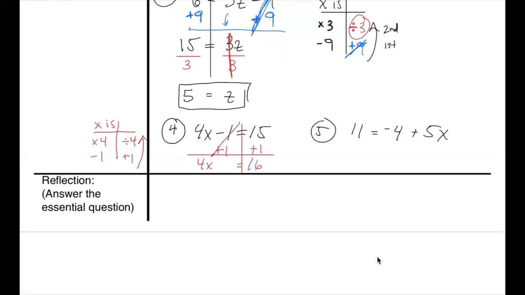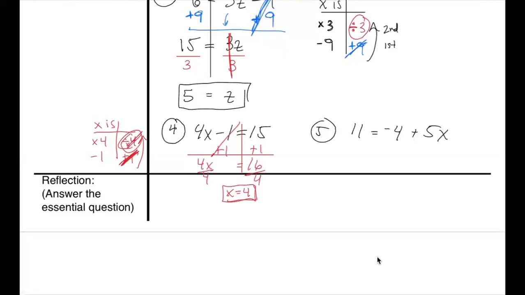4x equals 16. So I finished +1. Now I'm going to divide by 4. Divide by 4, divide by 4. 16 divided by 4 is 4. And then I'm done there. X equals 4. The inverse in reverse.